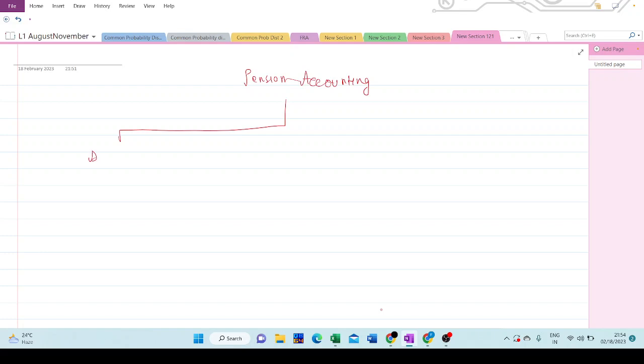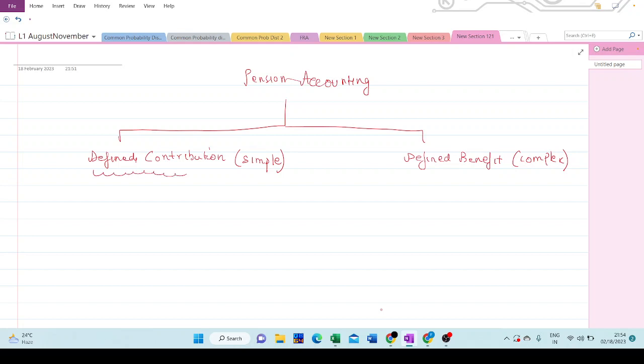One is defined contribution, and the other is defined benefit. Defined benefit is very complex, and defined contribution is very simple. So we'll discuss the simple first, because that is the tradition of our classes. We first do the simple things and then the hard things.